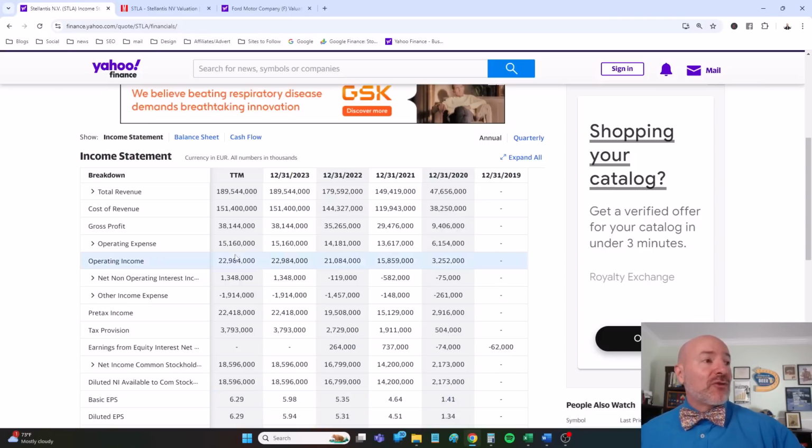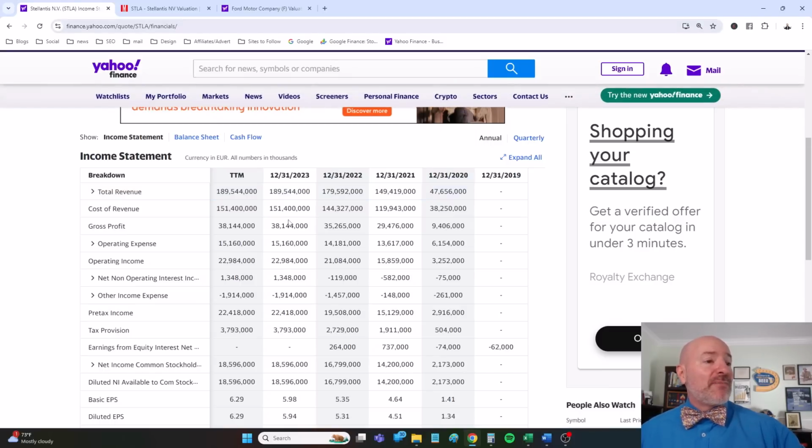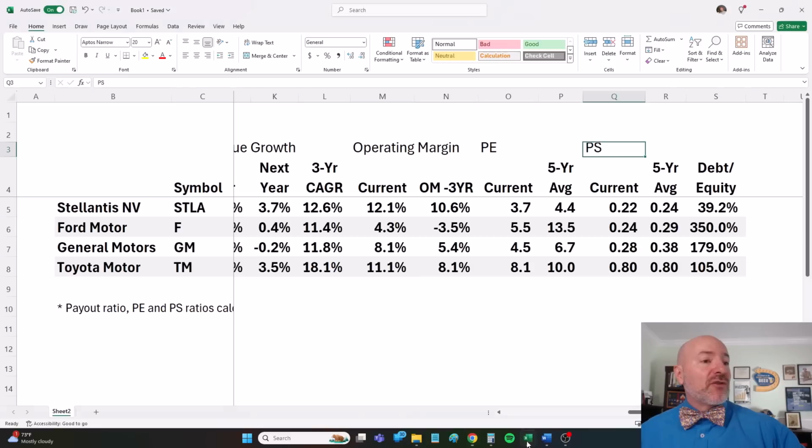Now, there are ways to manipulate revenue and make it look a little higher than it actually is, but there are much fewer shenanigans in revenue. That's why I like to use revenue valuations, revenue growth, and things like that more than earnings or earnings growth. I like to look at revenue valuations and revenue growth.